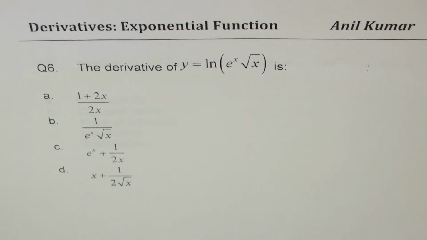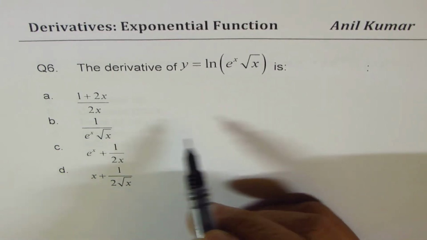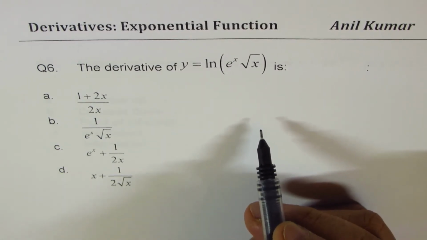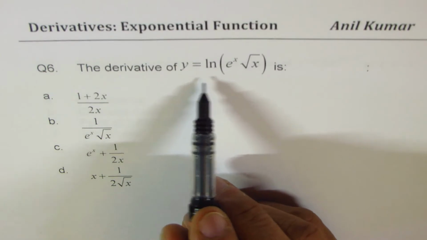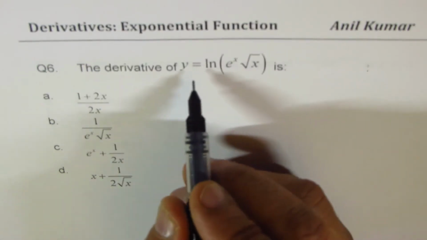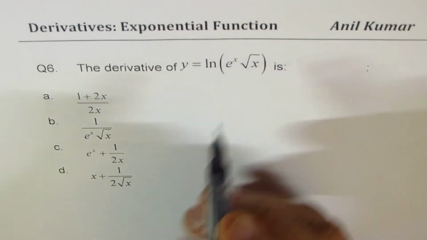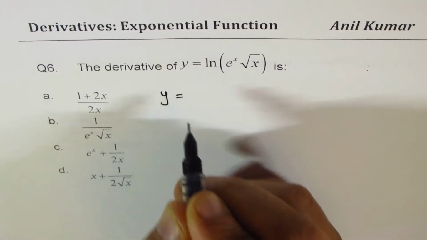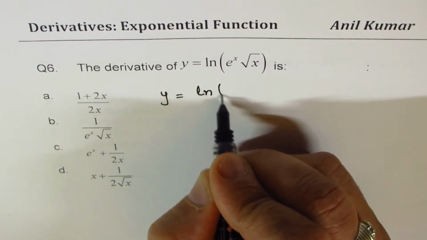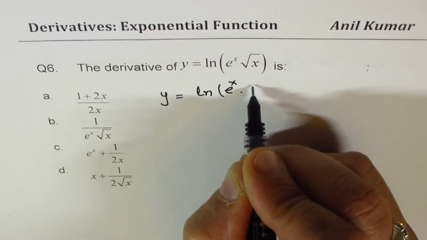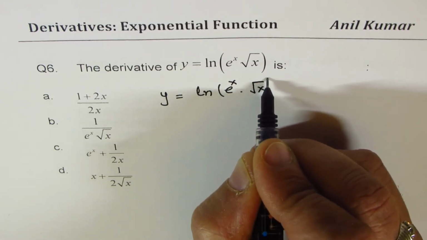Let's look into question number 6. We are already halfway through. However, later questions are slightly more difficult. The derivative of this function is what? So now we have a combination of ln and e. So let me rewrite this function. We are talking about ln of e to the power of x times square root of x, correct?